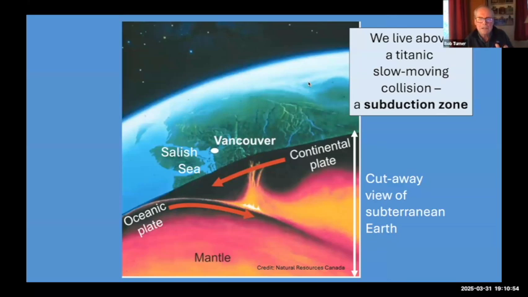Here we're zooming in a little closer, right on our region. And this is a sort of an imaginary cutaway of the subterranean Earth below us. And it illustrates the continental plate, North American plate, driving westwards, driving over top of the oceanic plate that lies underneath the Pacific Ocean. And in doing so, it creates much of the fundamental geography that we live with.